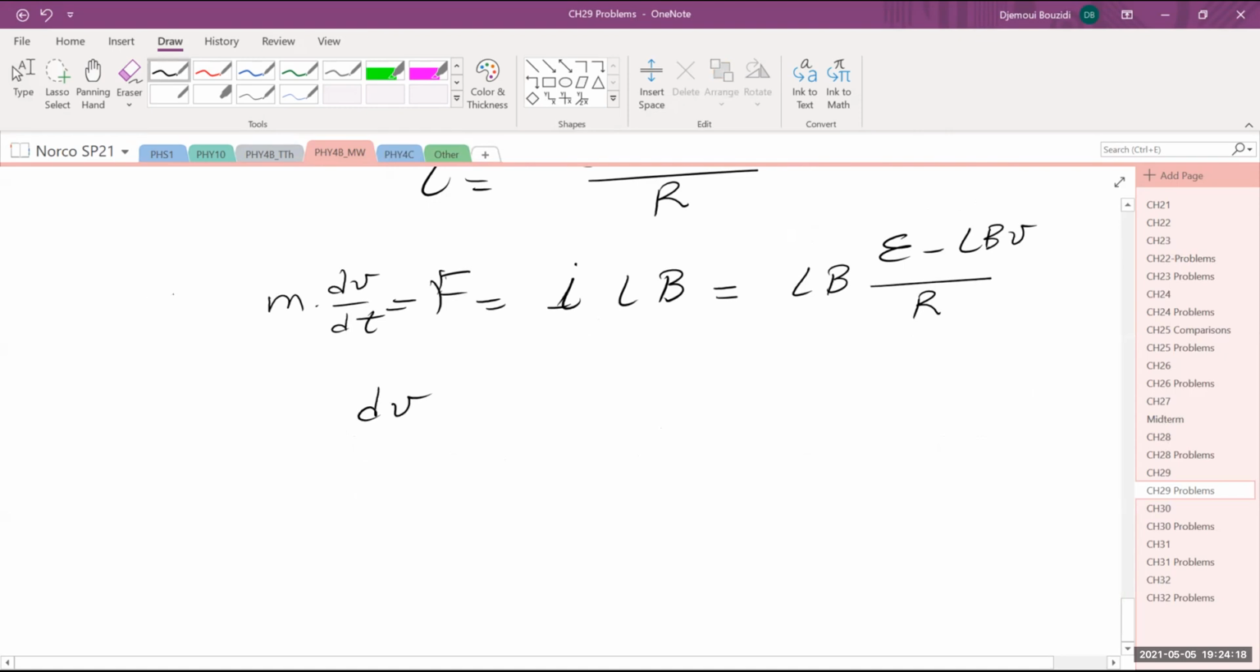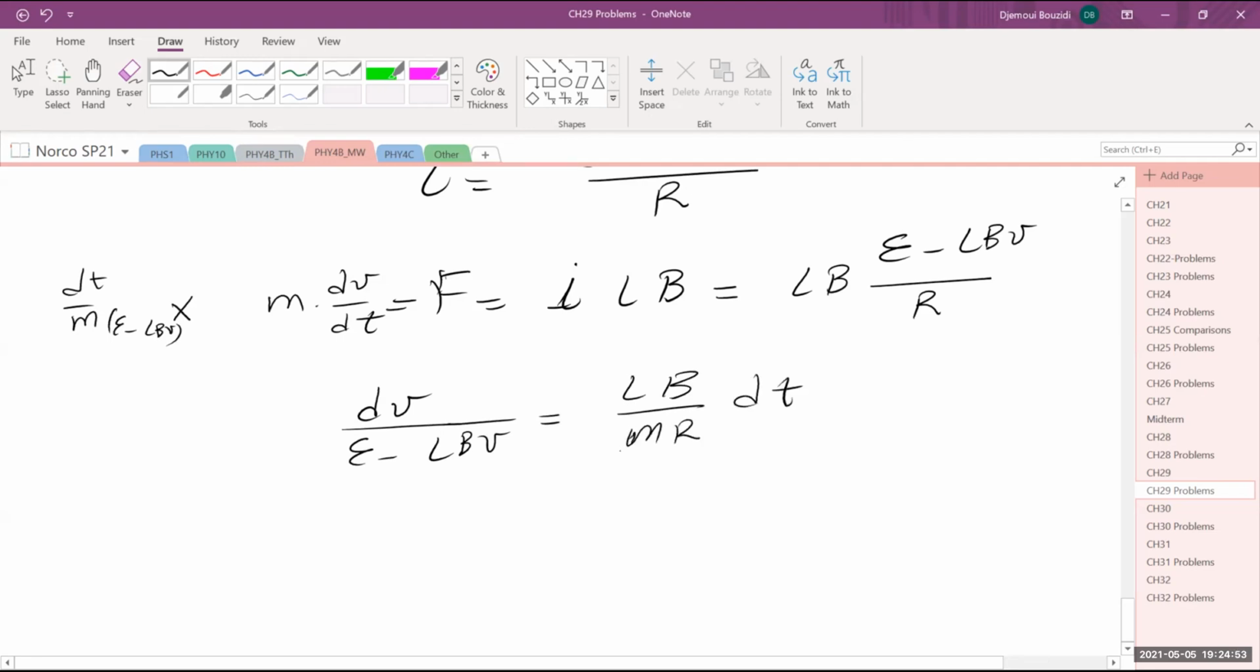So we're going to do like we did last time. We multiply by dt and divide by m, and divide also by this whole quantity in here. So it's going to be epsilon minus LBV, and everything goes away from this side. It's going to be equal to the other side, just LB divided by R and M. So it's going to be LB over MR, and of course dt. So that is the algebra that I did. All I did was basically multiply by dt and divide by M times epsilon minus LBV.